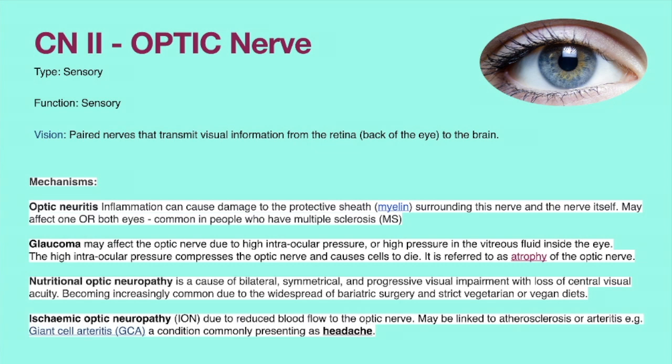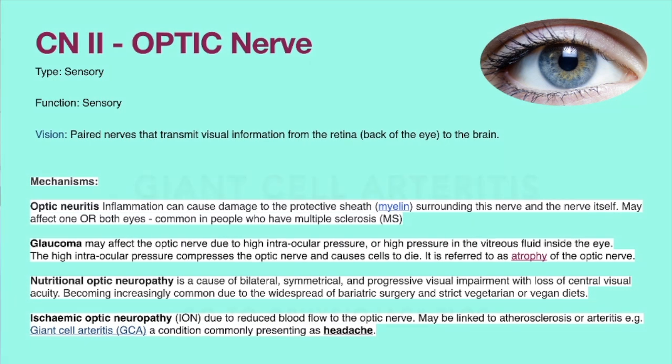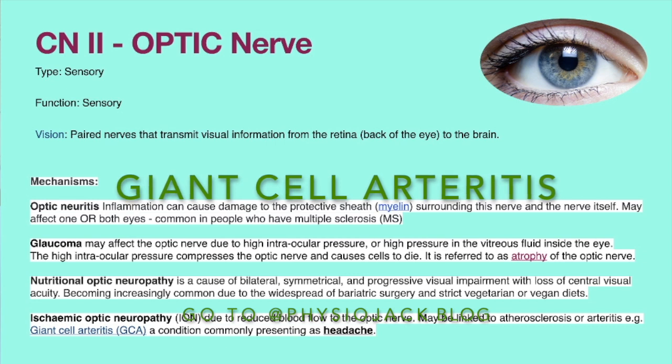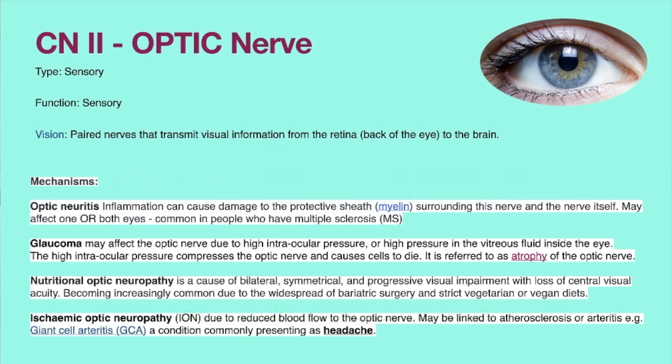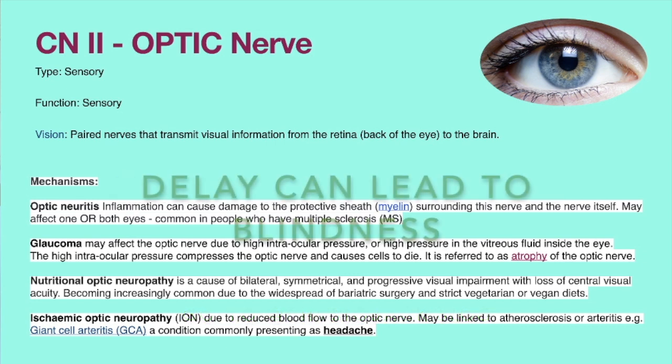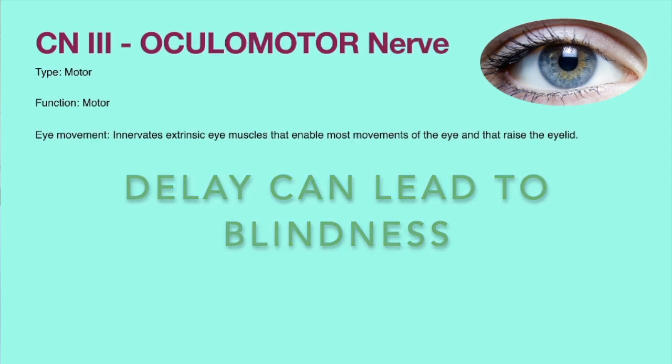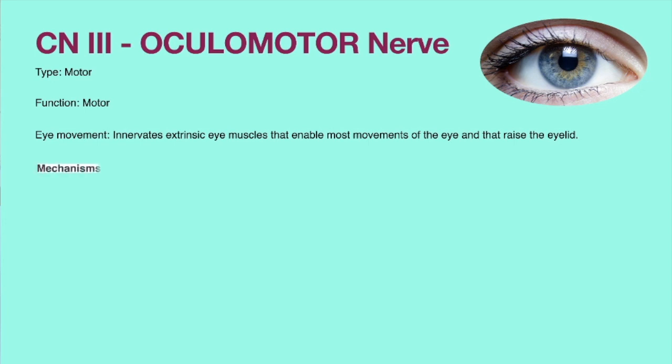And then another mechanism would be an ischemic optic neuropathy, so reduced blood flow to the optic nerve, and this could be linked to atherosclerosis, or it's commonly linked to an inflammation or arteritis. So giant cell arteritis is a condition which will present as a headache in a particular profile of patient, and certainly is worthy of consideration if you've got a headache presentation, that you would put this all together and consider testing the optic nerve as part of your workup for diagnosis.